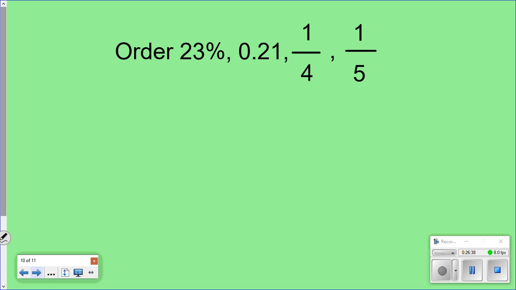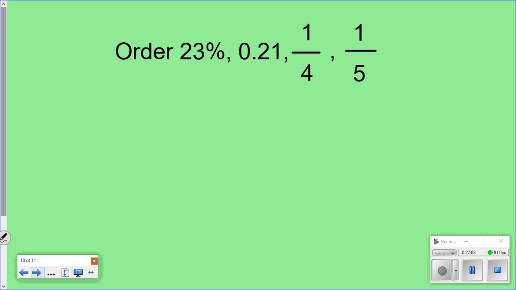Do you know how to change a percent to a decimal? You just did it. How do you make a fraction a decimal, though? We talked about this 2 days ago. This is what you did in your homework. How do you make a fraction a decimal? Anybody remember? Divide. That's it.